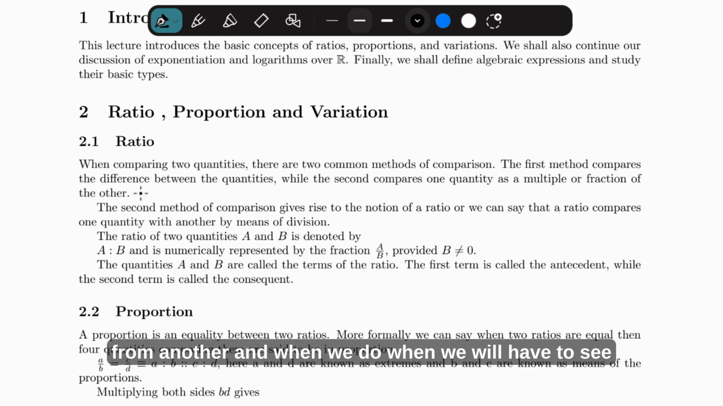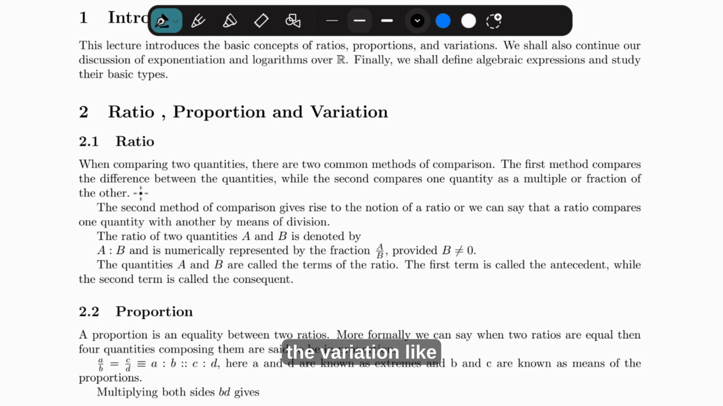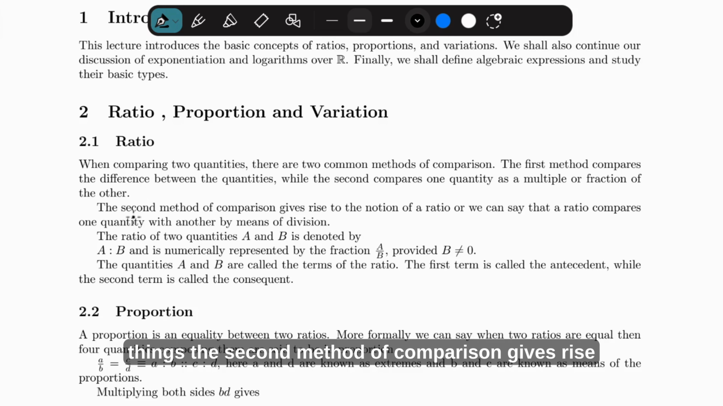And when we have to see the variation, as we do in percentage, we use the multiple or fraction of the other thing. The second method of comparison gives rise to the notion of ratio, or we can say the ratio compares one quantity with another by means of division.